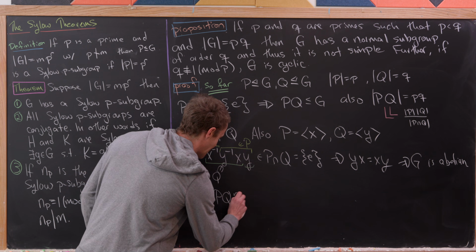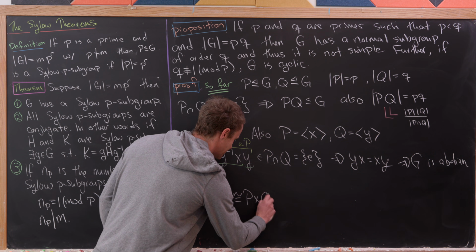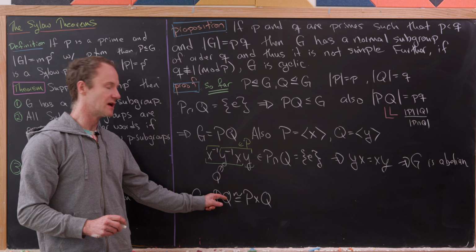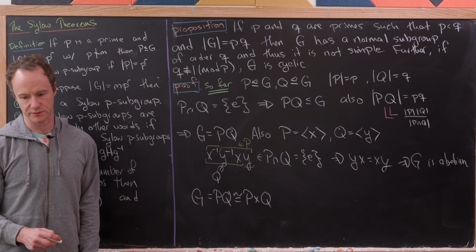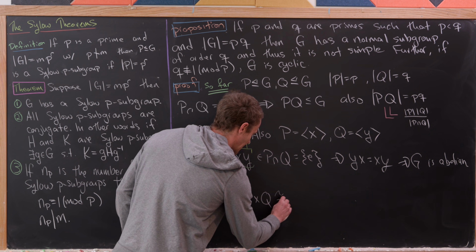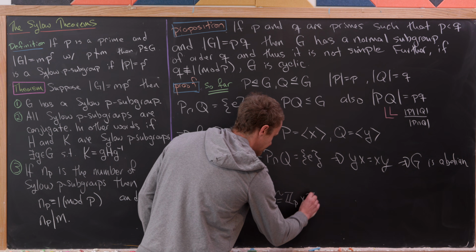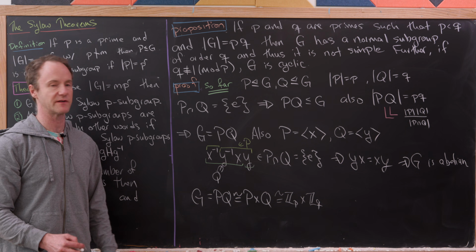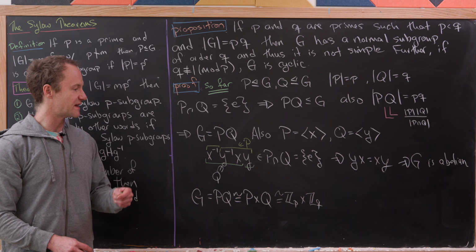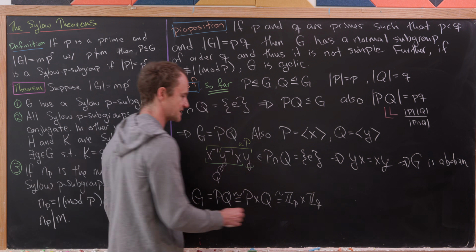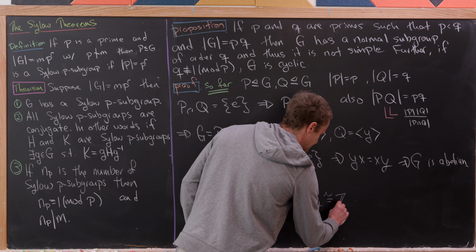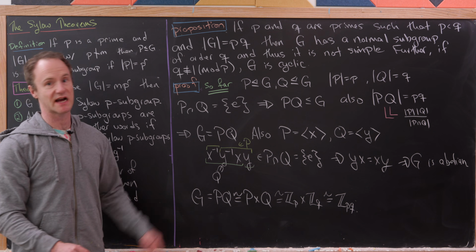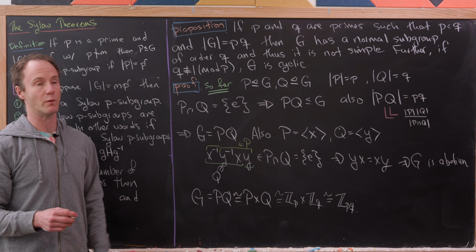But then that's going to be isomorphic to P cross Q, I should say, and that occurs if everything from P commutes with everything from Q. That's a previous result. But then that's going to be isomorphic to Z_P cross Z_Q, because every cyclic group of order P is isomorphic to Z_P, and similarly for cyclic groups of order Q. But then since P and Q are necessarily relatively prime, this is isomorphic to Z_PQ, which itself is cyclic. So we've shown that G is isomorphic to a cyclic group, which is what we wanted to do.